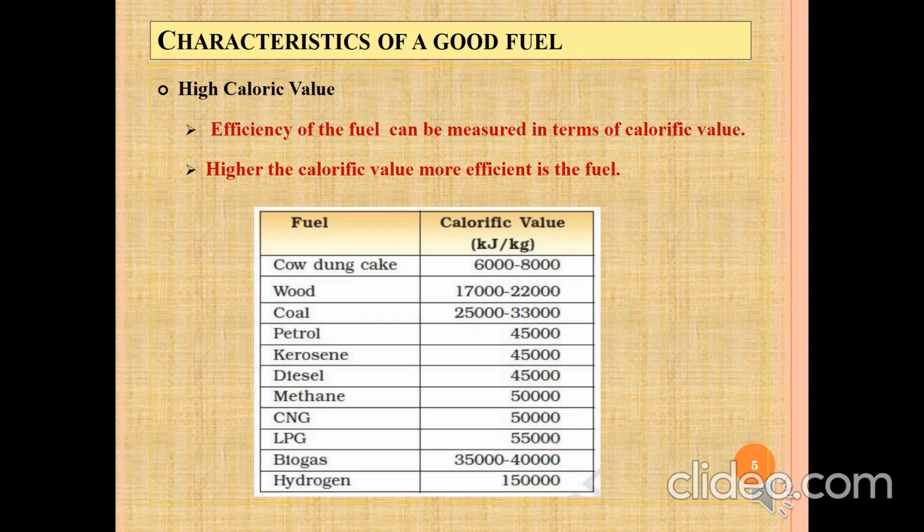In the chart below we can see the different types of fuel and their calorific values. Cow dung cake has the lowest calorific value, around 6000 to 8000 kilojoules per kg, whereas hydrogen has the highest calorific value, around 1,50,000 kilojoules per kg.